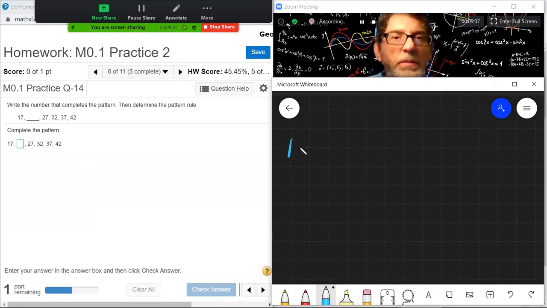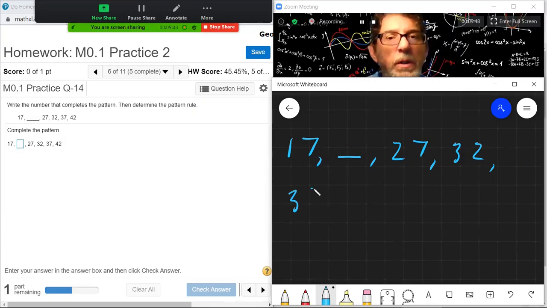So we have 17, blank, 27, 32, 37, 42. In this case, the unknown is near the beginning, so we have to look at the last 4 numbers to detect the pattern.